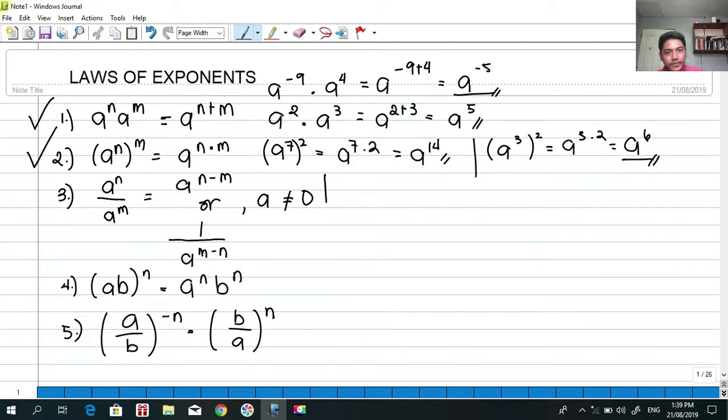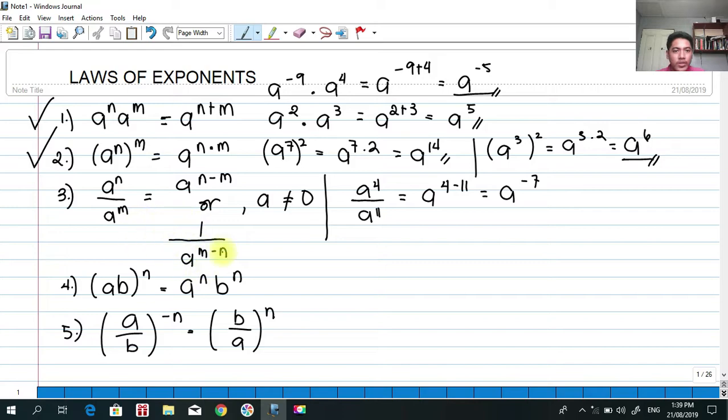For this example, we might try a raised to 4 over a raised to 11. So we can compute this using this property. We copy the same base since they have the same base, then 4 minus 11. This is our n in this case, and this is our m. By this property, we have a raised to 4 minus 11, and that is actually a raised to negative 7.